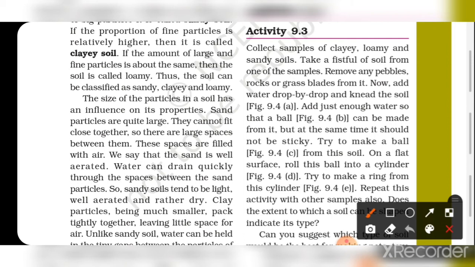क्ले, सैंडी एंड लोमी सॉइल लो, ठीक है, उसमें क्या करो, वाटर डालो, तो उससे आपको पता पड़ेगा कि इसकी वाटर होल्डिंग कैपेसिटी अच्छी है. You can make a ball from it but at the same time it should not be sticky. Try to make a ball from the soil on the flat surface. Roll the ball into the cylinder. Try to make a ring from the cylinder. Repeat this activity.